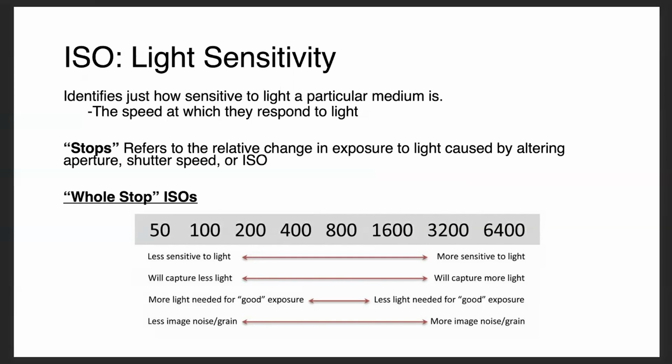We have this term stops. Again, we're going to go more into that when we get into manual mode, but it is referring to the relative change in exposure to light by altering aperture, shutter speed, or ISO. So that relative change in exposure will either increase, decrease, or maintain our density, lightness and darkness of our image.